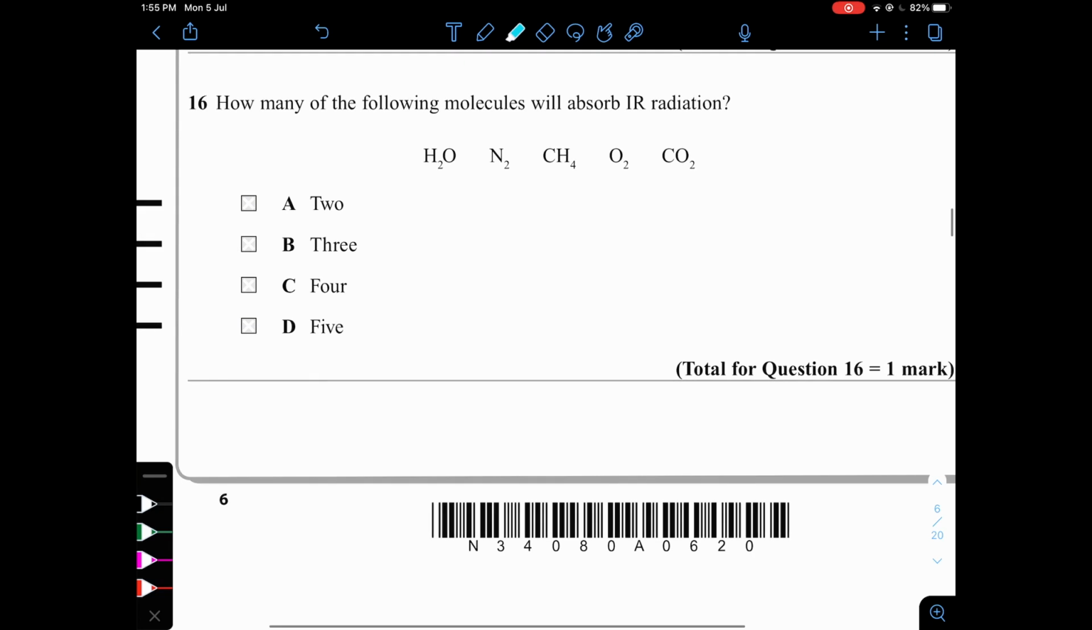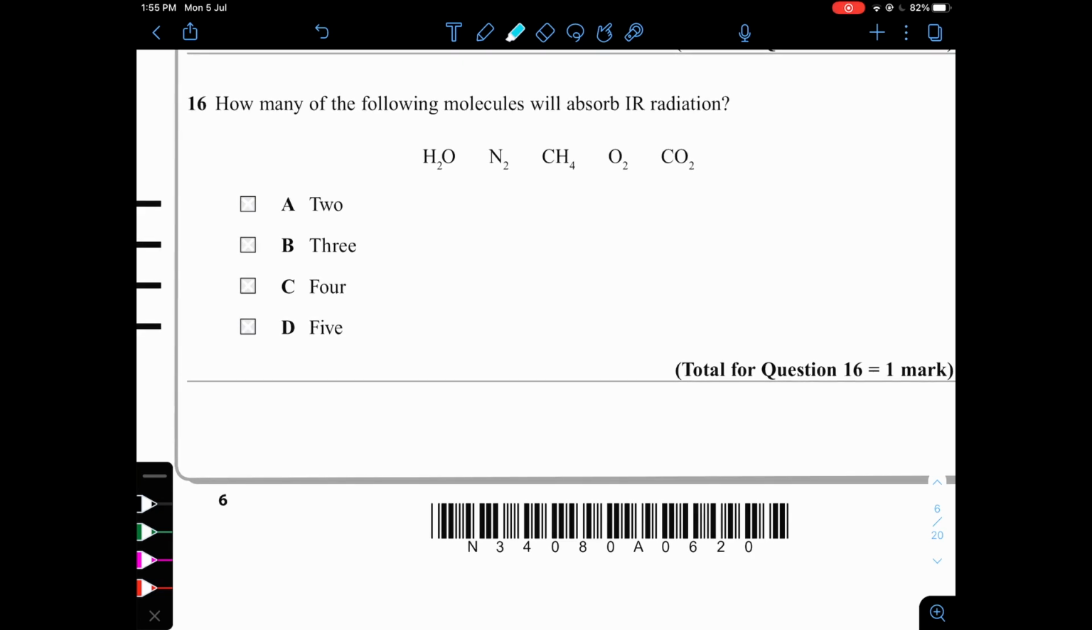Question number 16. How many of the following will absorb IR radiation? So we need to know that nitrogen and oxygen both do not absorb IR radiation, as they're not polar molecules.